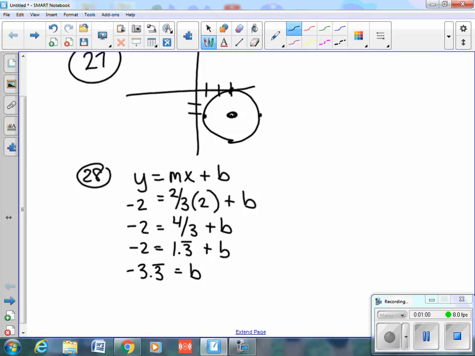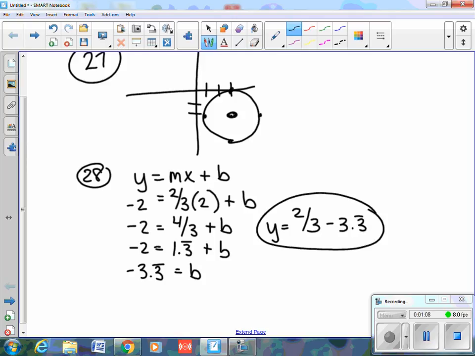Final answer, y equals, what's the m? 2/3 x minus 3.3 repeating. Again, you do not have to put it in their form. You can leave it as y equals mx plus b.